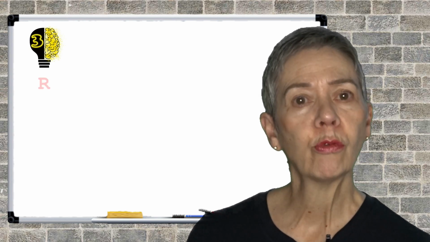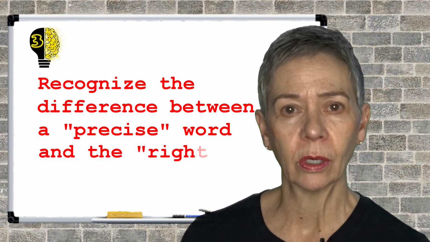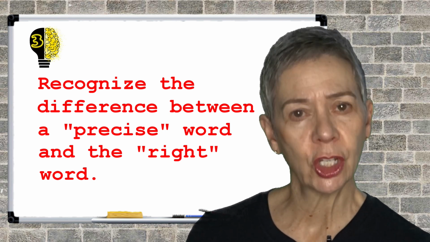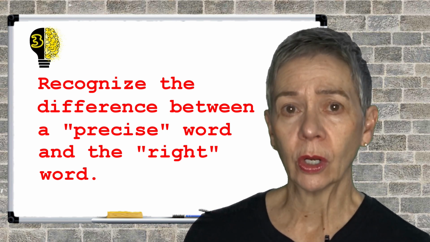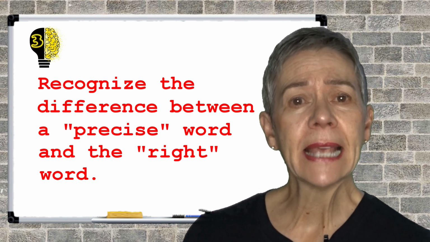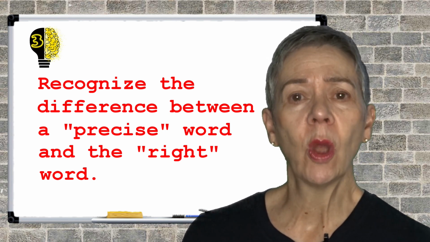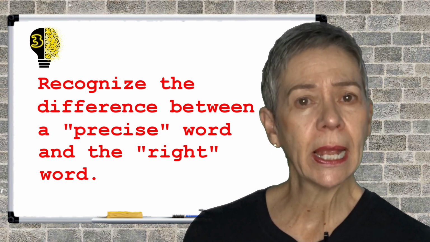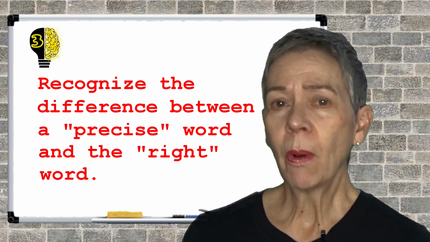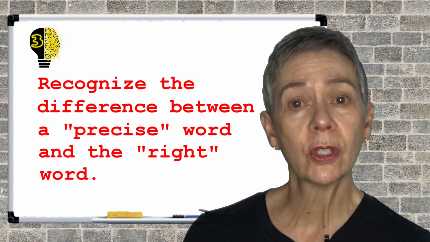Tip number 3, recognize the difference between a precise word and the right word. A word in itself can actually provide precision without being the right word or being comprehensible. For example, if the exact precise word that you need is so erudite that no one understands it, it's incomprehensible to your reader, then it's not the right word. So the bottom line is, a characteristic of a right word is a word that can be understood by your readers.